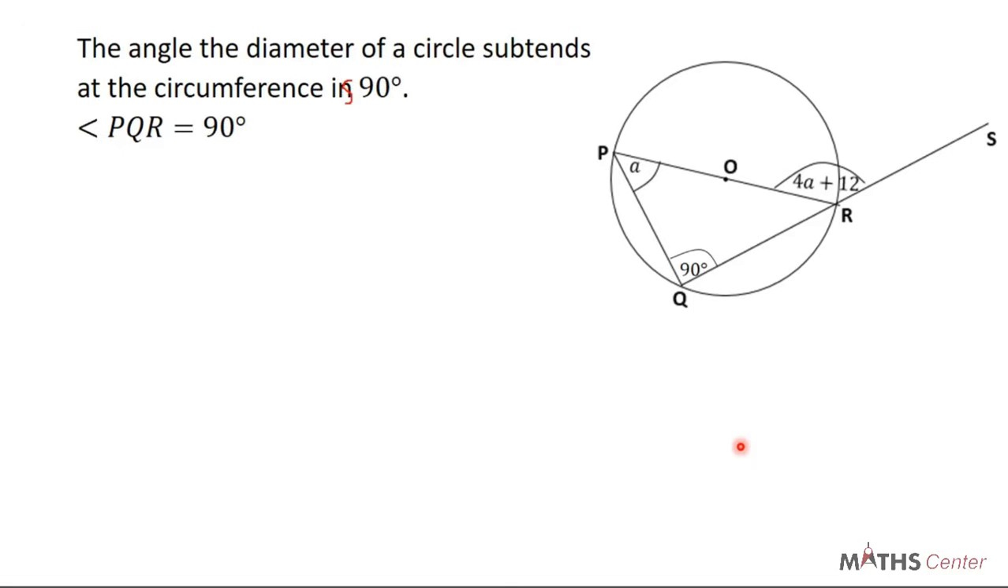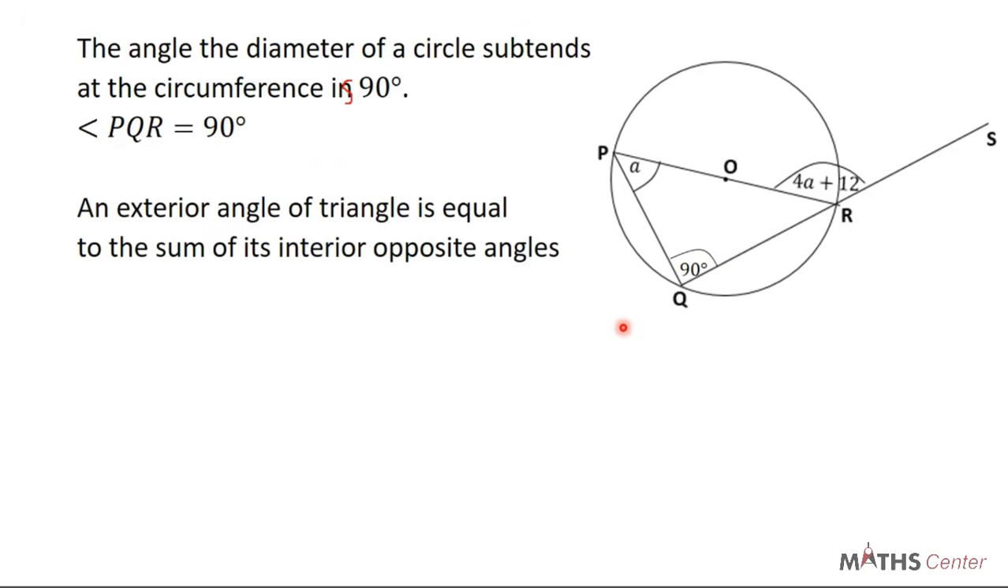Now, how can you use this information here to find A? Look at this very well. Consider the triangle PQR. We know that we have this interior angle here to be A, this interior angle here to be 90 degrees. Now, this is an exterior angle. The interior opposite angles of this exterior angle are A and 90 degrees. What property do we have about interior opposite angles and exterior angles?